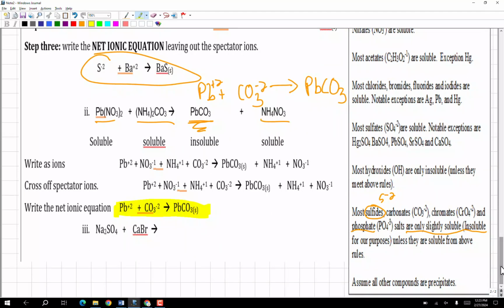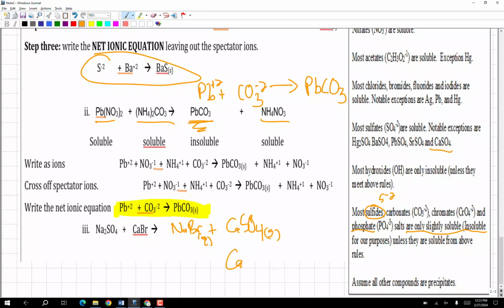Okay, let's do one more. Write the net ionic equation for Na2SO4 plus CaBr. Okay, so we would give you NaBr plus CaSO4. Na is group 1. It's going to be aqueous. CaSO4, sulfate rule. Calcium sulfate is a solid.